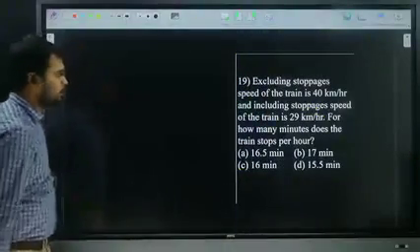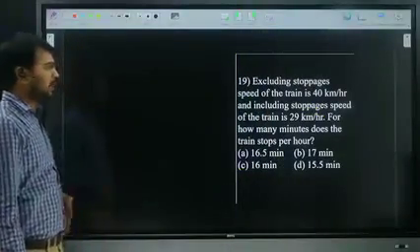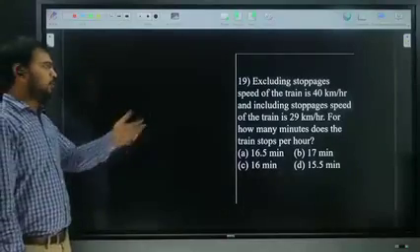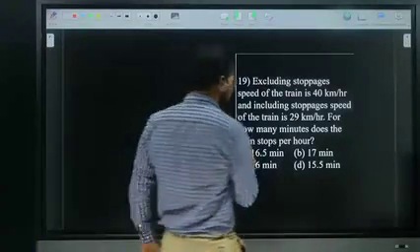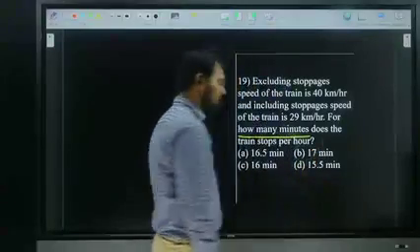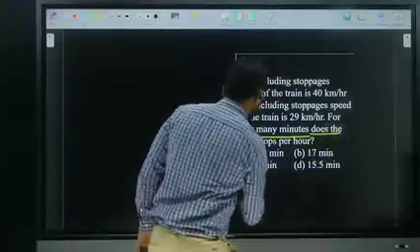Just read the question, amma. Excluding stoppages, the speed of the train is 40 km per hour. Including stoppages, the speed of the train is 29 km per hour. For how many minutes? Please underline this one. How many minutes does the train stop during its journey?